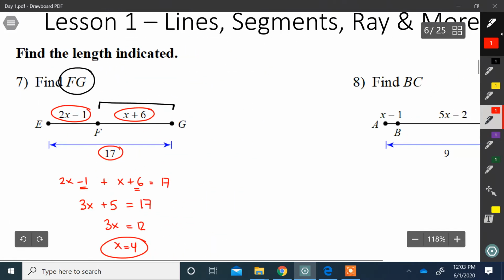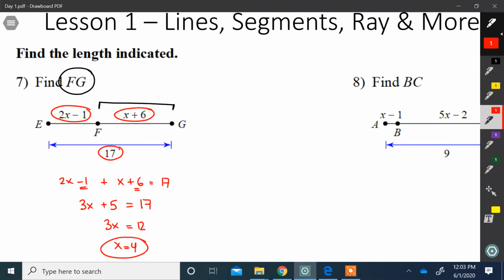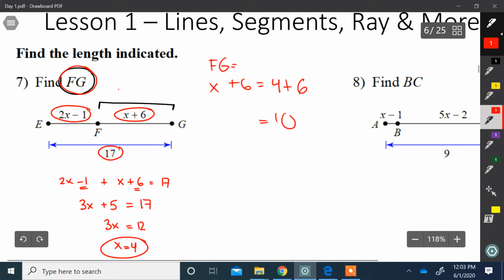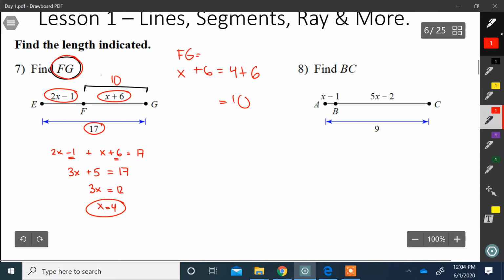But here, they're not asking us to find x. They're asking us to find FG. And that's exactly what we're going to do. If we already know what x is, we plug that in, because we know that FG is equal to x plus 6. Well, x is 4, so I replace the x with the 4, and I get 10 there. So this segment right here is 10, and that's what you were supposed to find.